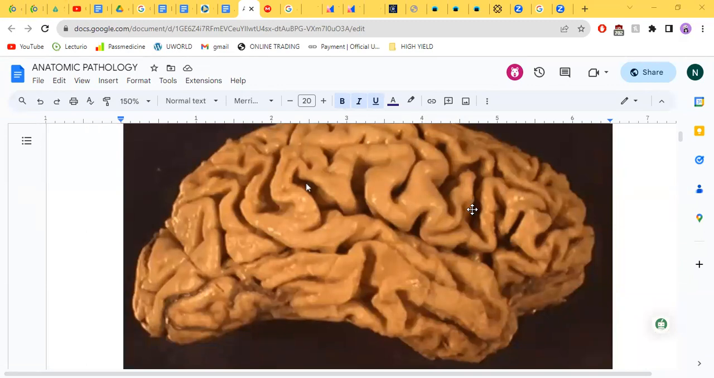Now, what can we see in this image? Let's describe the pathology or the gross morphological features.